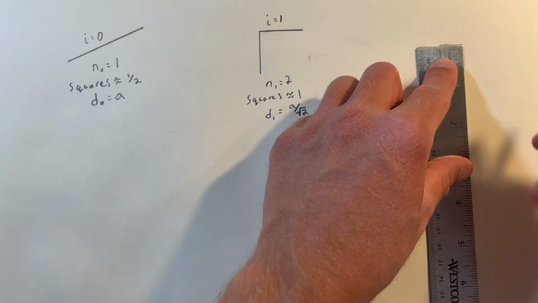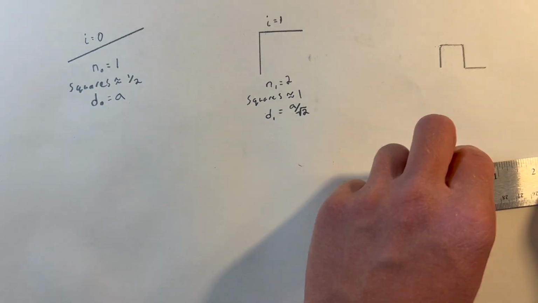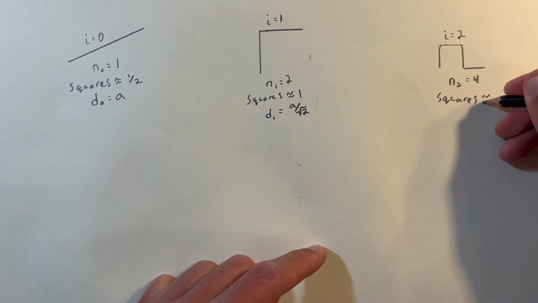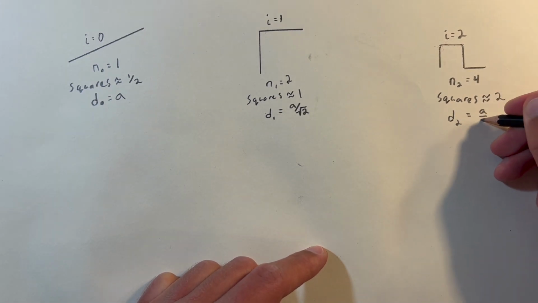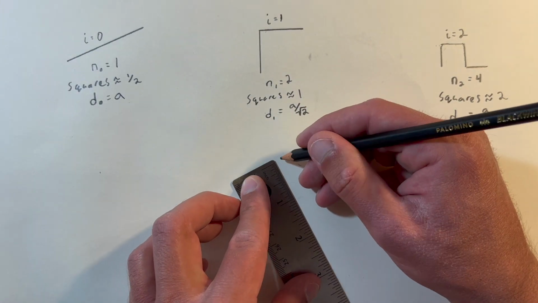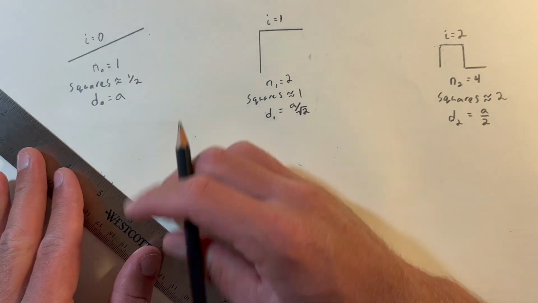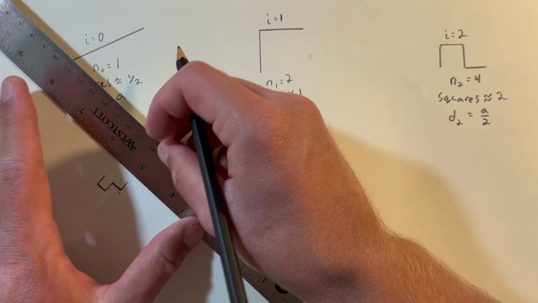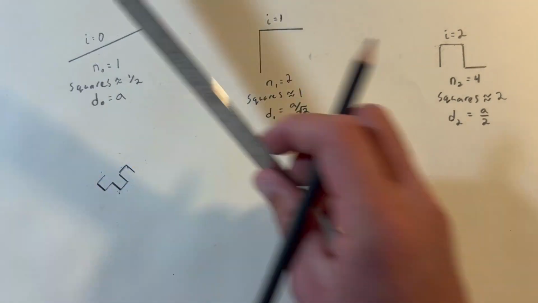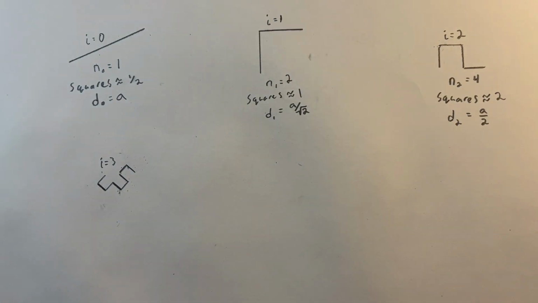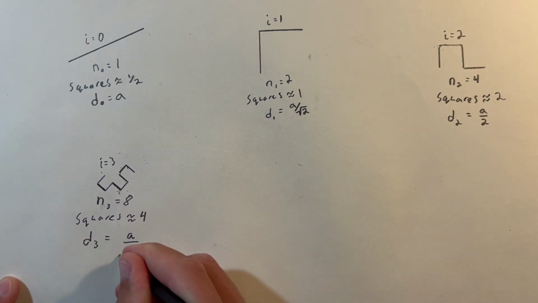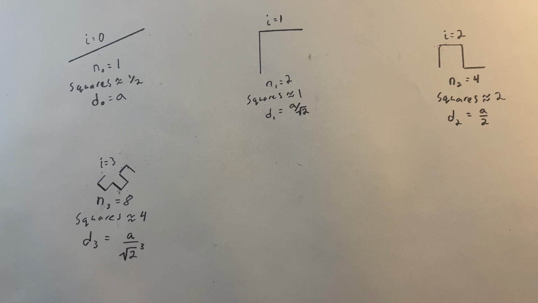The second iteration has 4 segments, takes up roughly 2 squares of area, and once again the side lengths decrease by a factor of root 2. And for that, it's root 2 squared, so we can just write that as a over 2. Let's go ahead and do one more. So now we're on the third iteration. There are 8 segments, and the area approximately covers 4 squares. Once again, we divide the side length of those squares by the square root of 2, and this should be enough to recognize a pattern.